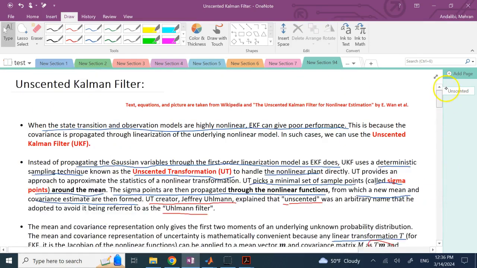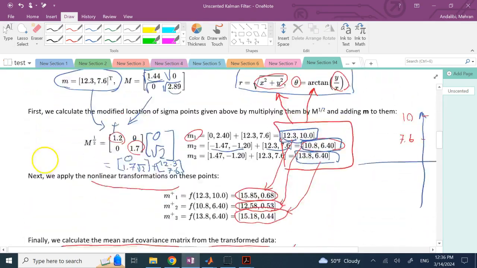And by the way, our data here, our equations and everything, picture, text, equations, not only came from Wikipedia, they also came from what? This great paper, which is called the Unscented Kalman Filter for Nonlinear Estimation by E. Van et al. And this is like the original paper on the Unscented Kalman Filter. So this is like the source paper, and I got a bunch of things from this paper here.